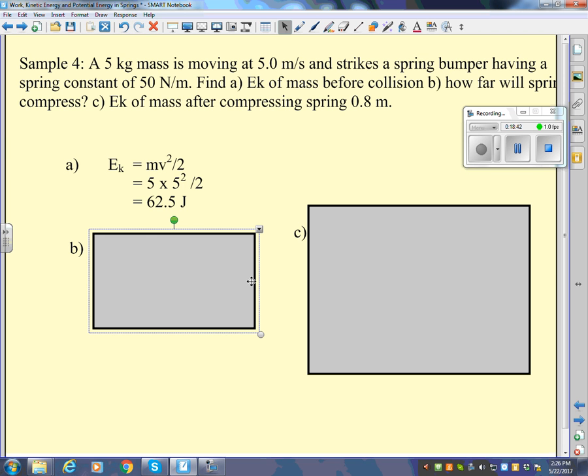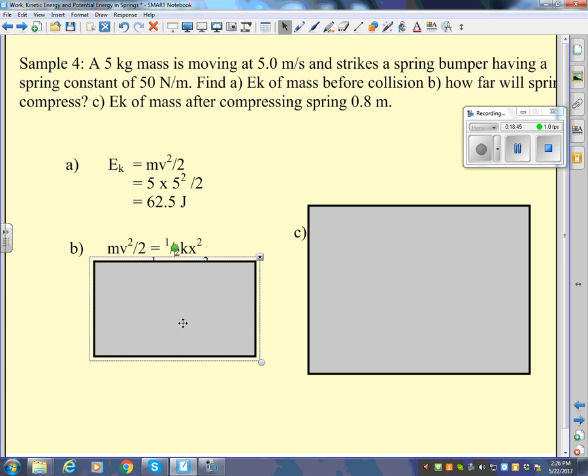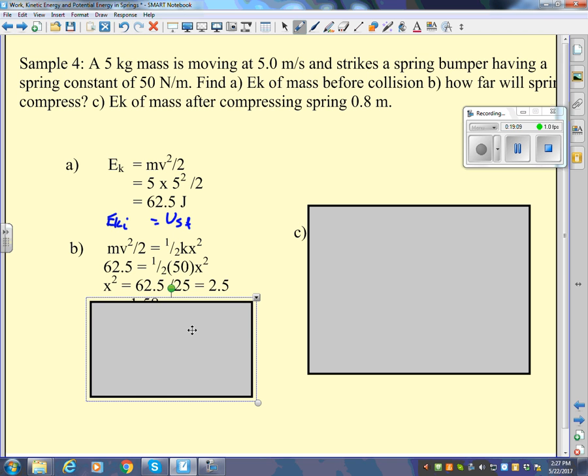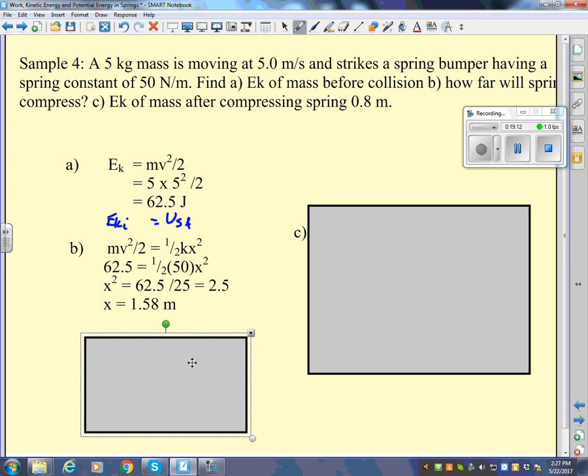So let's just see what's underneath the box here. The initial kinetic energy, this should probably have one more line above it here. This would be EKI, the initial kinetic energy, is all transferred to final spring energy, USF. So the 62.5 joules of kinetic energy is transferred to spring energy. We're going to solve for x, which is the distance, and you get 1.58 meters. That's a lot of compression. This spring would be relatively weak, which is why it takes so far for it to stop.